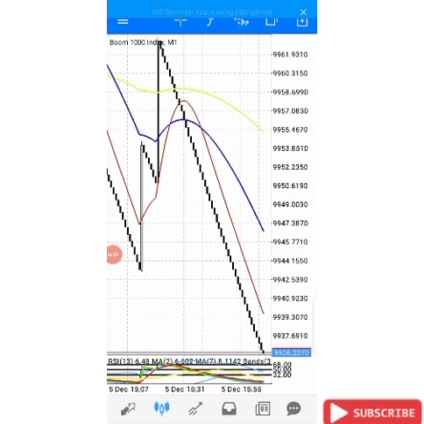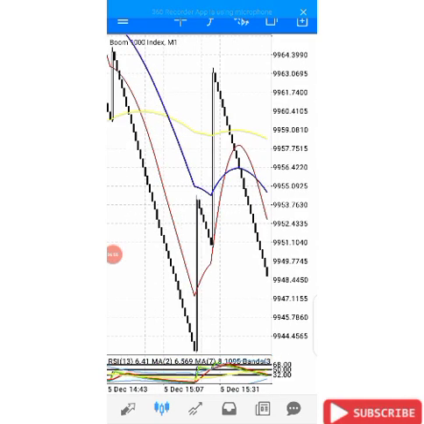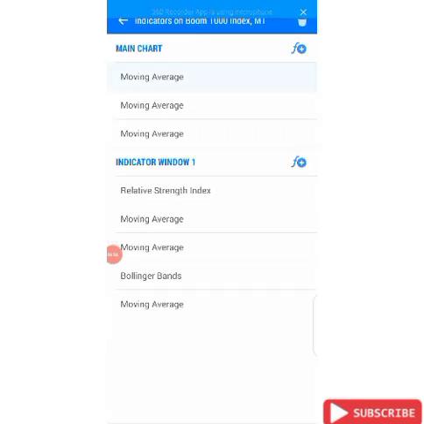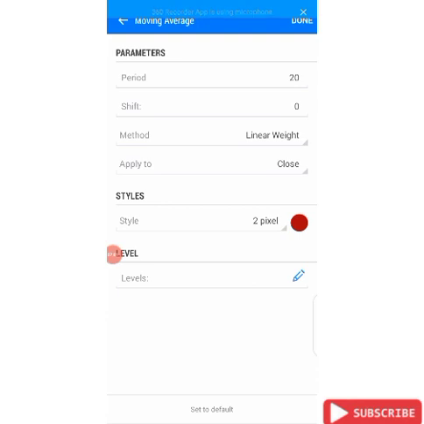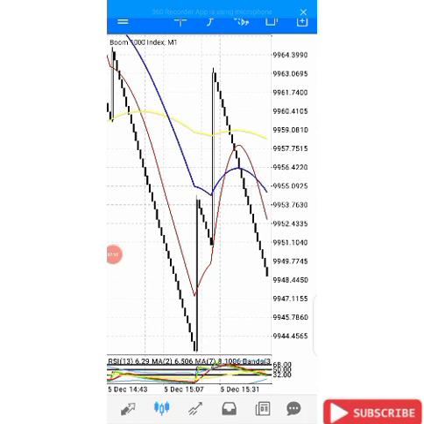So this one we are going to talk about only the 3 moving averages here on the main chart, which is this moving average 20, period 20, shift 0. Method is linear weighted. Apply to close. Then star is 2 pixel. Use red. Done. That is the first one for our main chart.